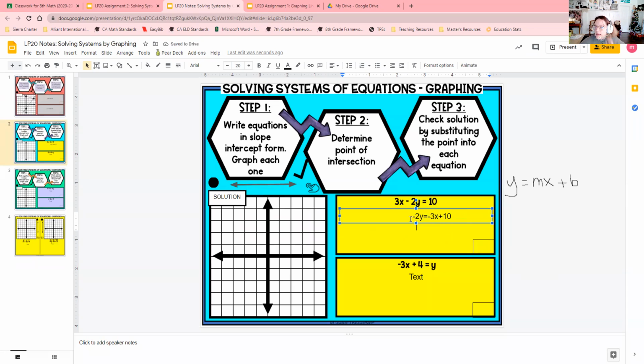Now we want to get that negative 2 away from the y. Now remember, that's a multiplication, so if we divide everything by negative 2, we would get y left by itself equals, we'll have negative 3 over negative 2. Negative and a negative cancel. We're left with 3 over 2 x. And then we have our 10 over negative 2. 10 divided by negative 2 is negative 5. We'll have a minus 5 right there. Okay, and I'm just going to line that up. Now we have our equation in slope-intercept form. Y equals 3 over 2x minus 5.